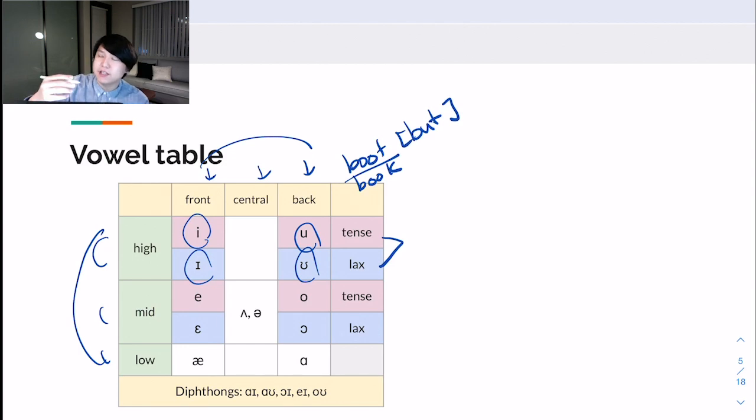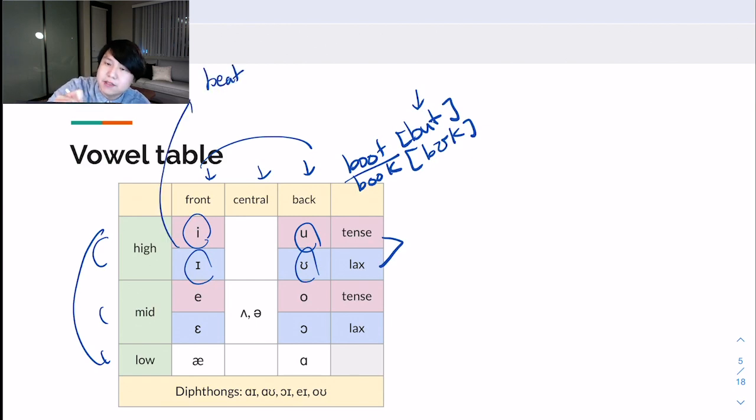Try not to be confused with the spelling and phonetic alphabets. It's not "but", it's boot. And book is using this flipped omega. It's a high back vowel, but it's a lax version of it. So here, beat and bit is also different. So there are two high front vowels, two high back vowels, either tense or lax.